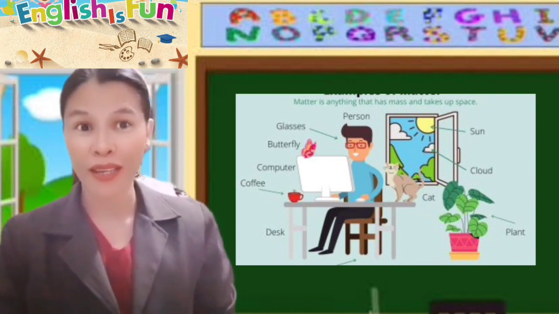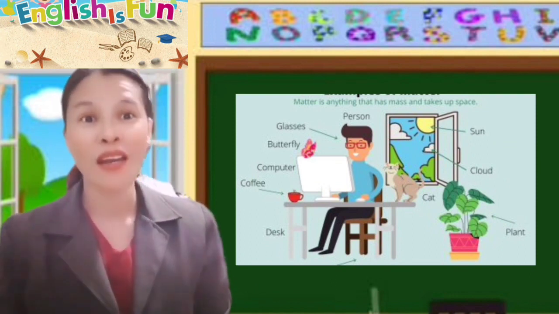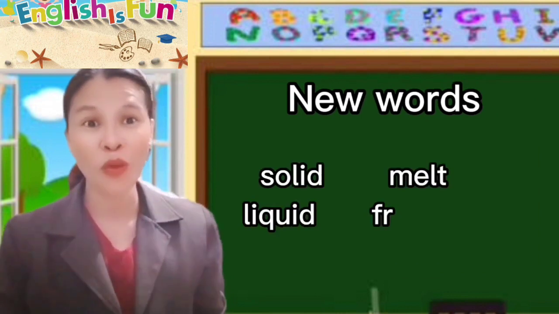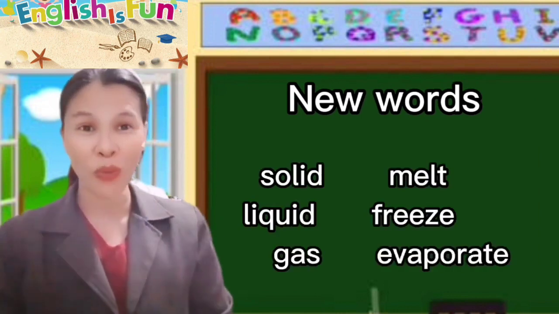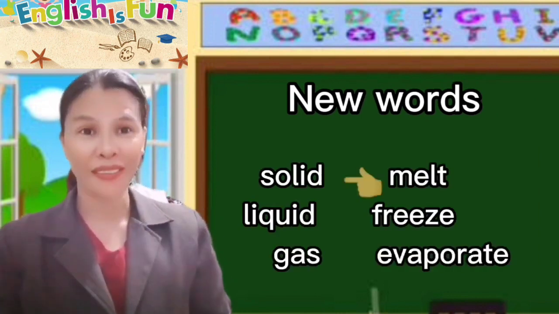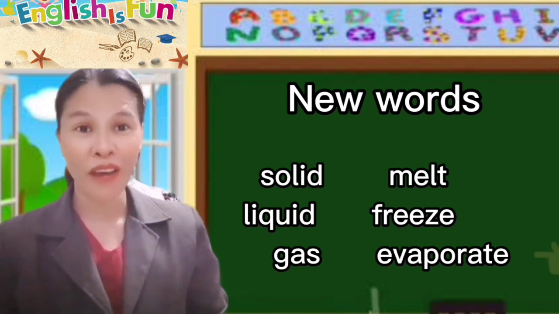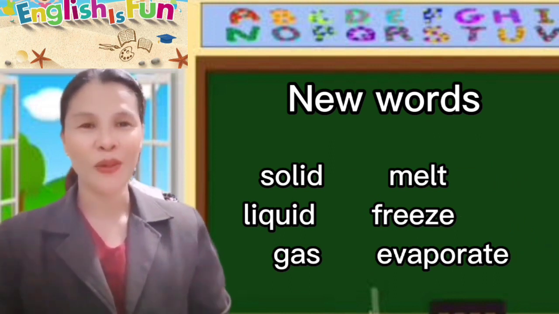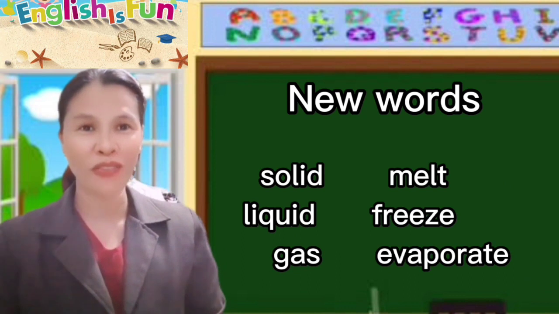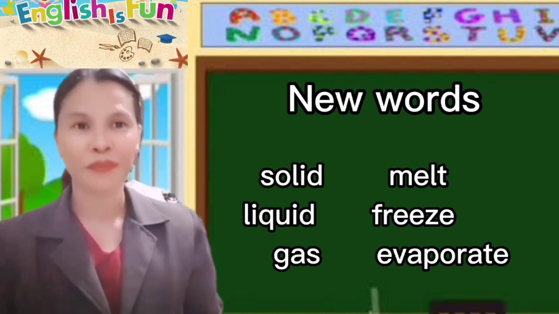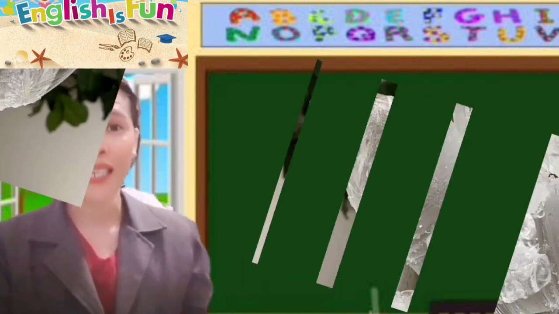Before we continue our lesson, please look at the board. These are the new words that we will learn today. Let's read the following words. Solid, liquid, gas, melt, freeze, evaporate. All right. So this time, can I ask you to read the words again? Very good. Fantastic.